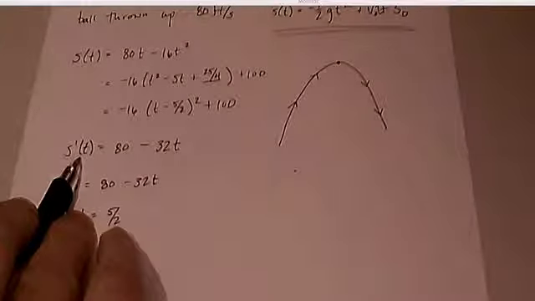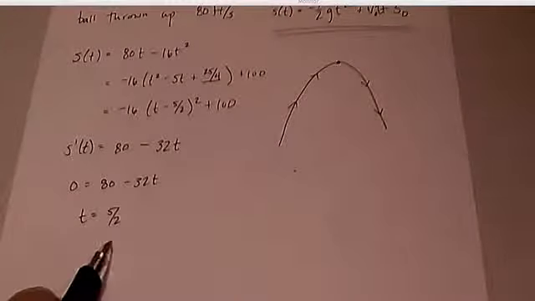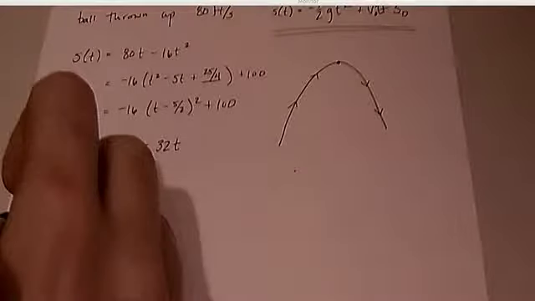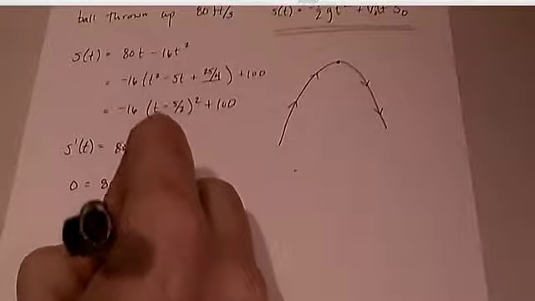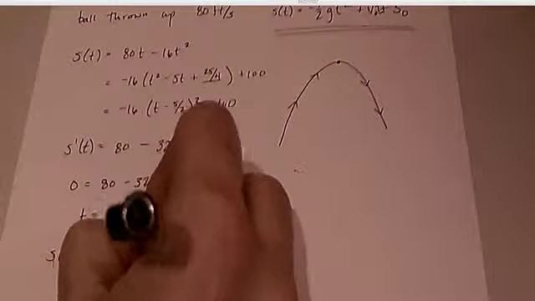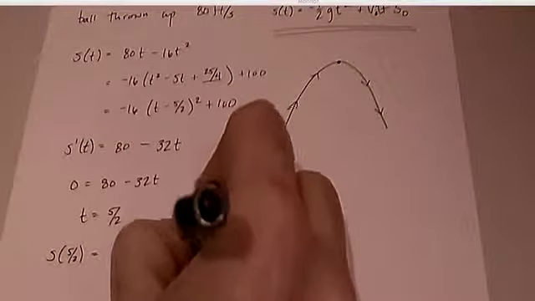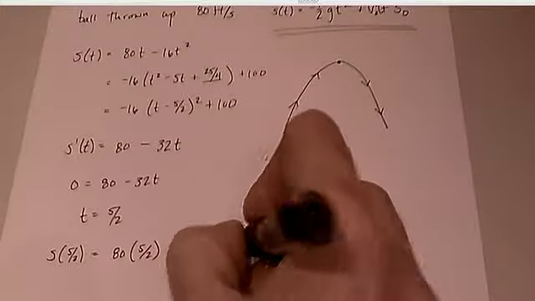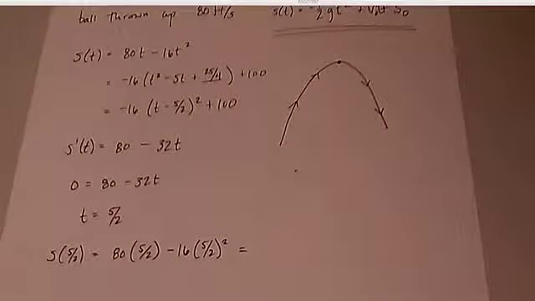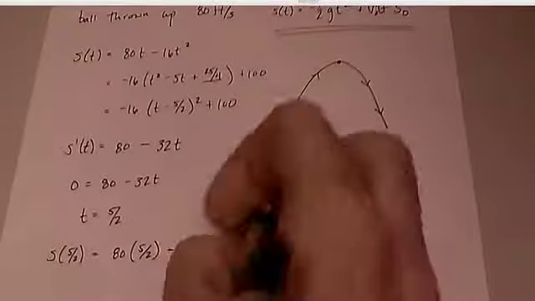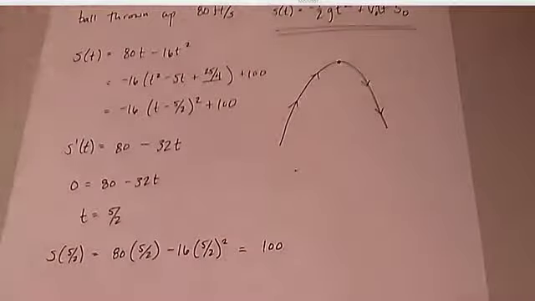Hello, Mr. Velocity Function, when are you 0? Well, I'm 0 at 5/2. And then I would just take 5/2 and plug it back into here. Now, that winds up being 200 minus 100, or 100.